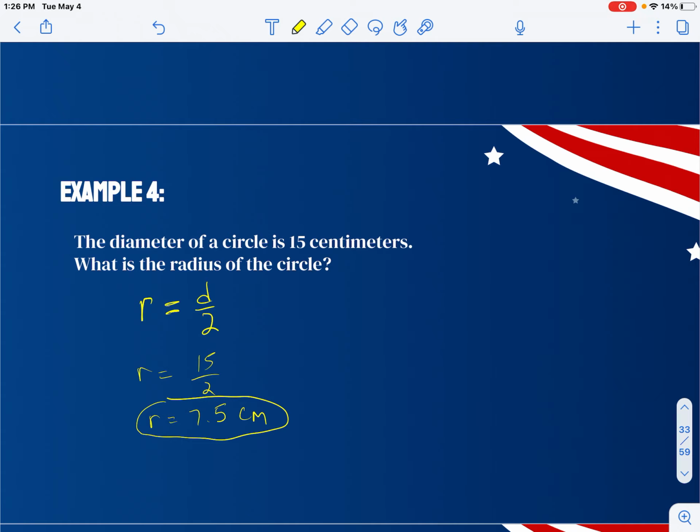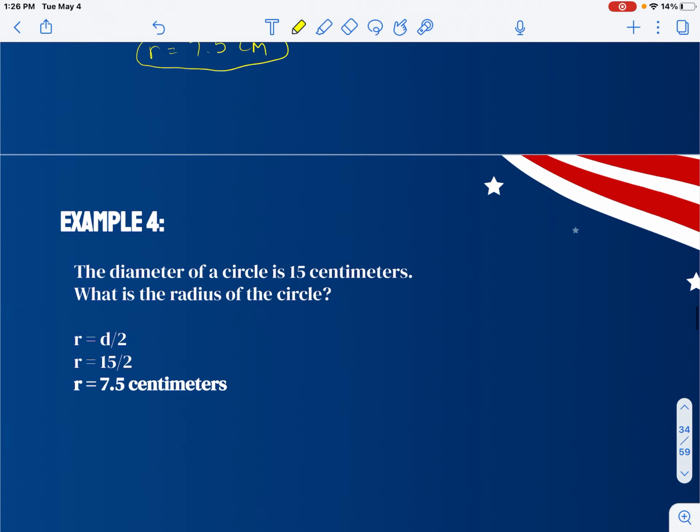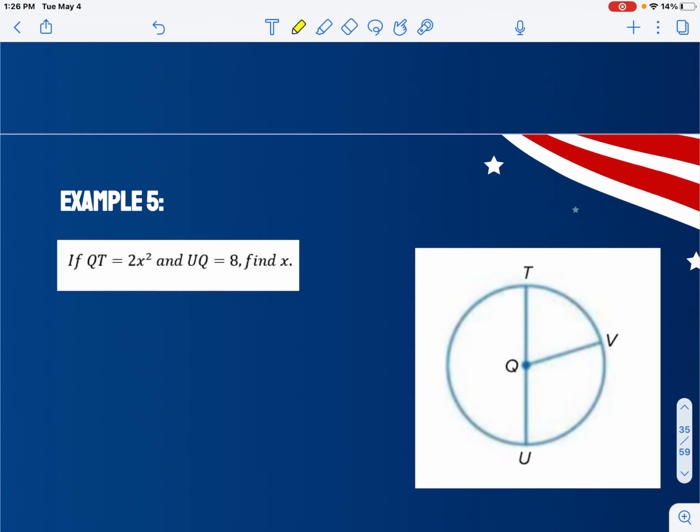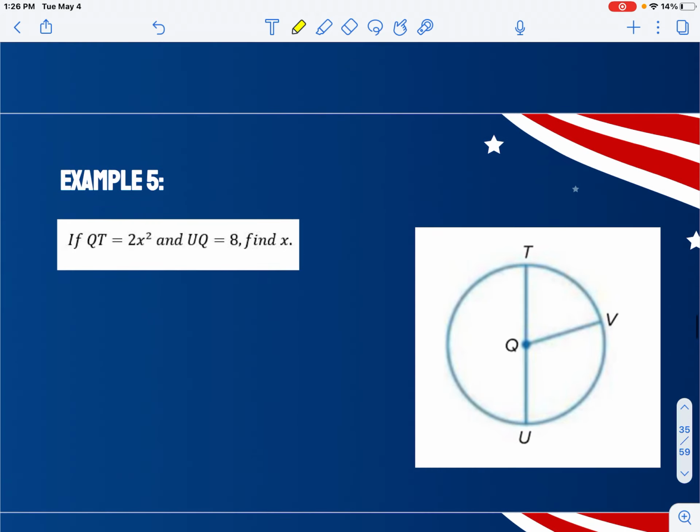So you don't have to use a formula. I'm pretty sure you can either multiply by 2 or divide by 2. But as long as you remember that 2 radii are equal to 1 diameter, then you're good. Okay, there's the answer.